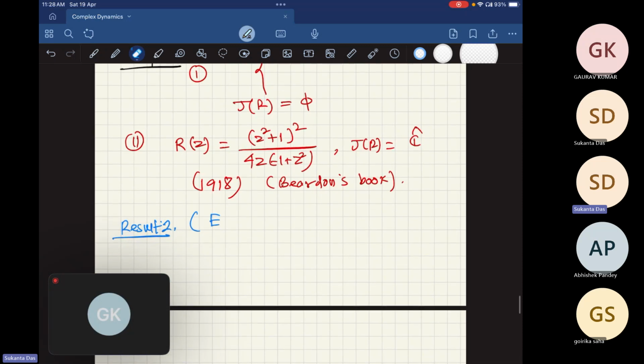Okay, now I'll call this the expansion property.